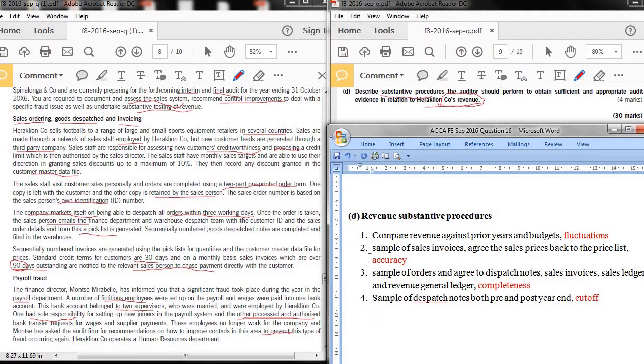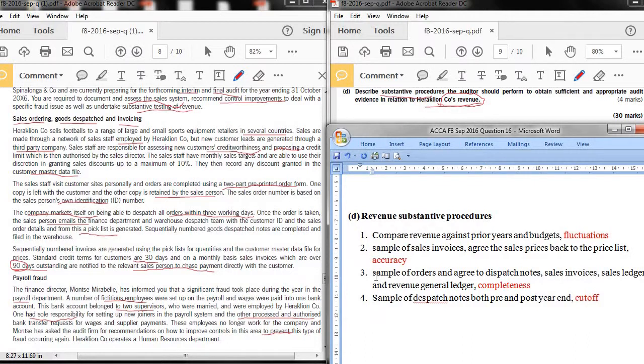The second procedure would be to select a sample of invoices and agree the prices back to the price list in the master data file. Why? We have to check the accuracy of the invoices, that the invoices which have been shown in the ledgers are accurate.